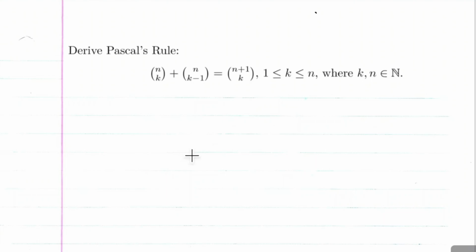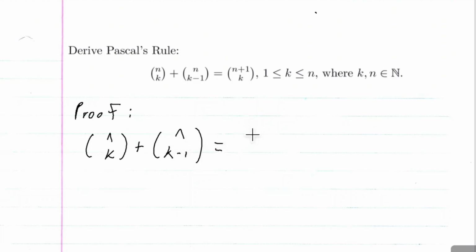Okay, so we're going to derive Pascal's rule, which states that n choose k plus n choose k minus 1 is equal to n plus 1 choose k, where k is between 1 and n, and of course, k and n are natural numbers. So let's go ahead and start the proof. We're going to have n choose k plus n choose k minus 1.